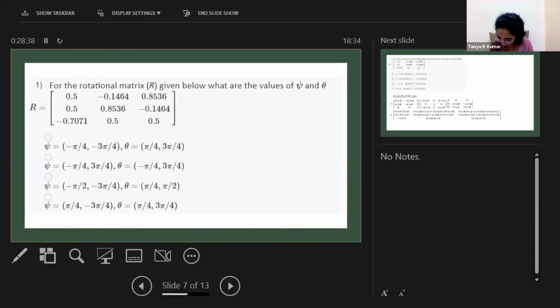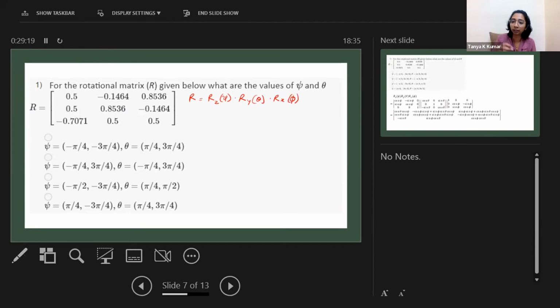Okay, so the first question is, for the rotation matrix R given below, what are the values of xi and theta? Since they've not specified any order of rotation, you assume the conventional order for an aircraft. R is equal to, first, rotation about the z axis, so Rz about z axis by an angle xi, then into Ry theta into Rx phi. Okay, so they are products.